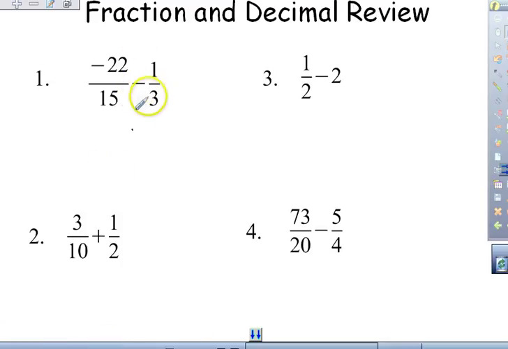So, common denominator for 15 and 3, what's this? 15. Yeah, 15. So I'm just going to rewrite the first fraction as is. But the second one needs to be over 15, right? Which means we have to multiply by 5 to get there. So multiply by 5 on the top. -22 minus 5. -27 over 15.